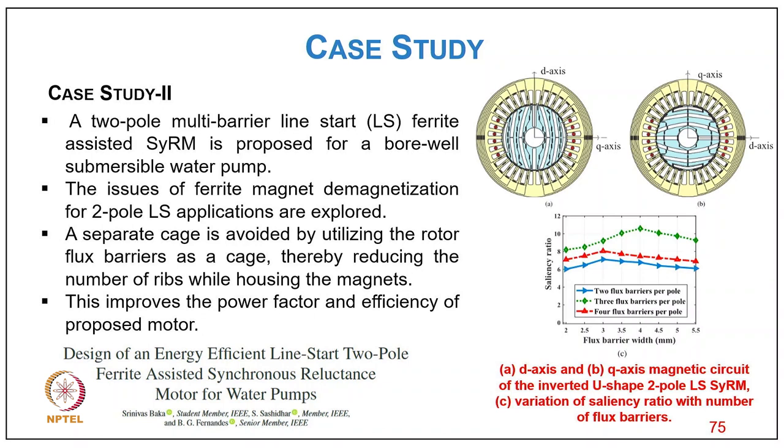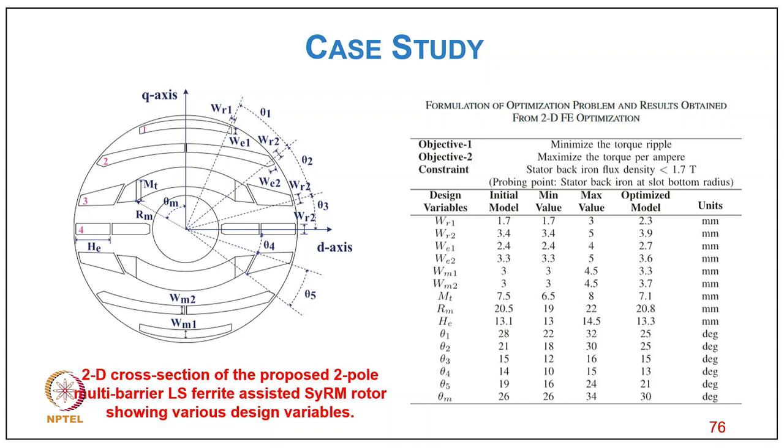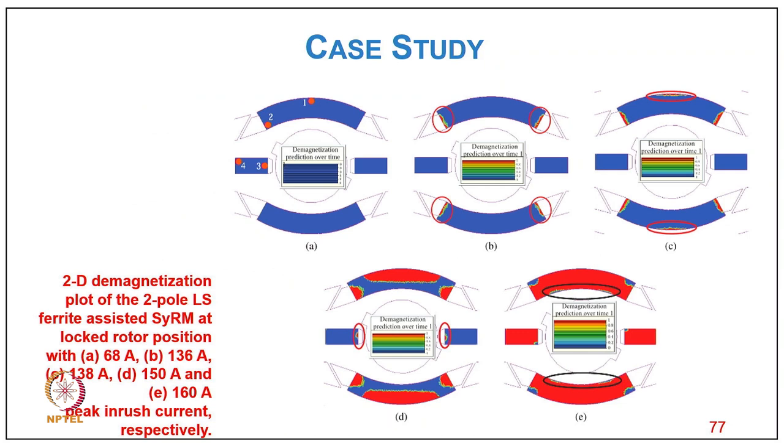It is taken from the line start 2 pole ferrite assisted synchronous motor, where A is the d-axis and B is the q-axis magnetic circuit of the inverted U shape 2 pole line start synchronous motor, and the variation of saliency ratio with number of flux barriers is given in the graph here. Here is the formulation of the optimization problem, and results are given for different dimensions and the 2D cross section of the 2 pole flux barrier. This is typically the ferrite line start assisted synchronous rotor showing the various design variables, and this is typically the 2D demagnetization plot of the 2 pole line start ferrite assisted synchronous rotor position with 68 ampere, 130 ampere, 138 and 150 ampere peak current respectively.